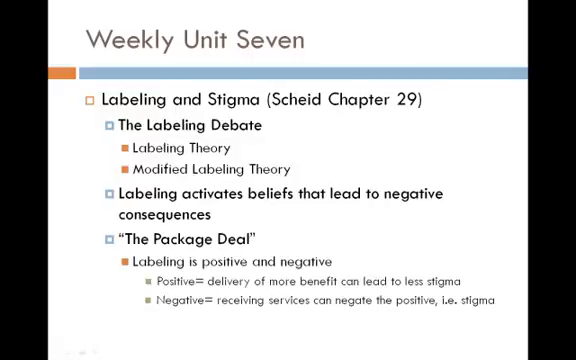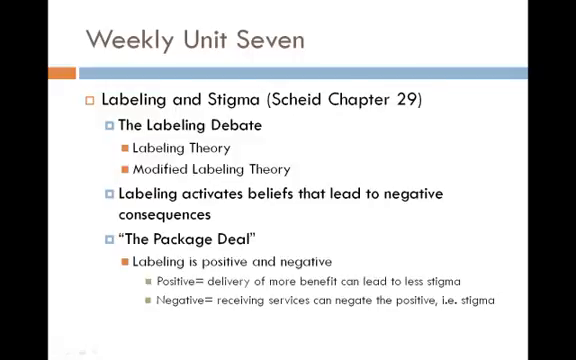So SHI talks about the package deal, in that labeling can be both positive and negative. Positive in the fact that there's a desire to provide more benefits to individuals who have mental illness in an effort to reduce stigma associated with that illness. But it also is negative in that individuals who are receiving services are often stigmatized, and therefore that negates the positiveness.